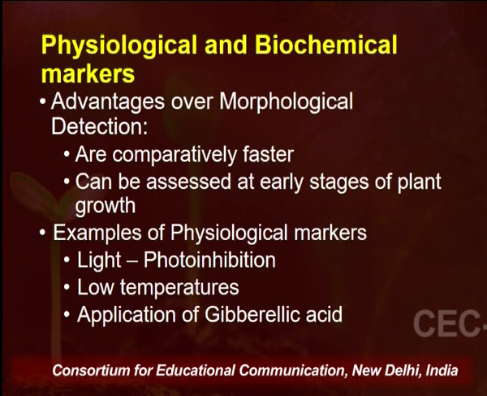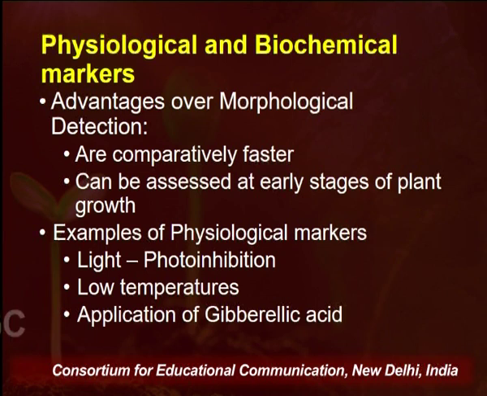Second is the physiological and biochemical markers. There are certain advantages over the morphological methods. They are comparatively faster and can be assessed at the early stages of plant growth, in comparison to the morphological parameters, which largely depend upon the growth stage of the plant.